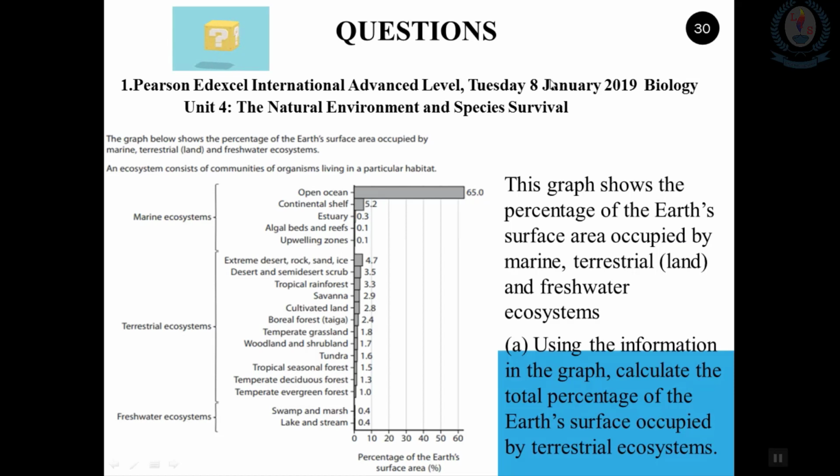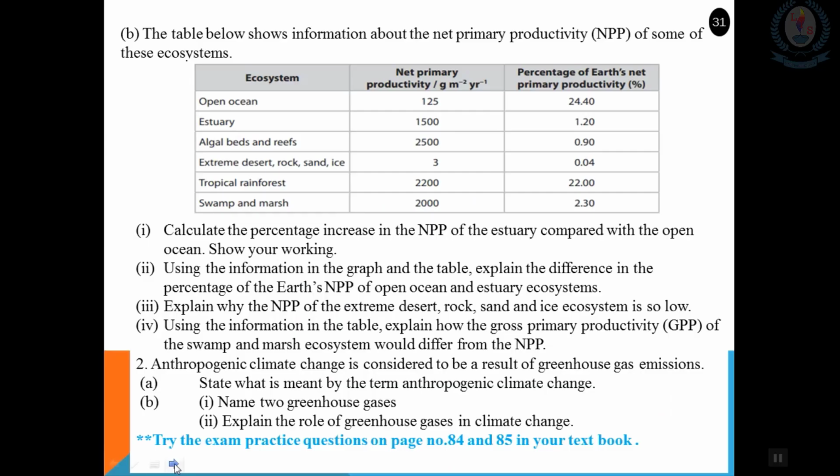So here are some questions for you. I hope you will try these questions and try the exam practice questions on pages 84 and 85 in your textbook.